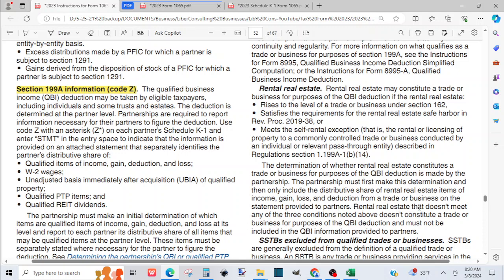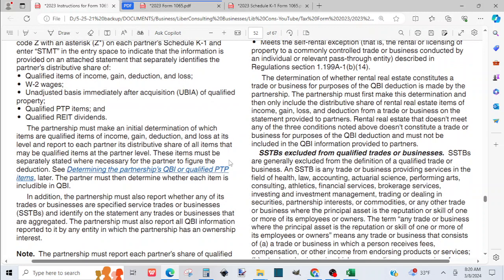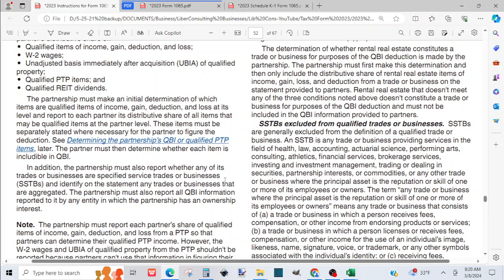So rental real estate that doesn't meet any of the three conditions noted above doesn't constitute a trade or business for purpose of QBI deduction and must not be included in the QBI information provided to the partners. Since this one does not have real estate in it, there is something we want to pull as well. If you pull your information on page 1 of 1065 and your business is a trade, business activity or service, you might want to read about the SSTB section.